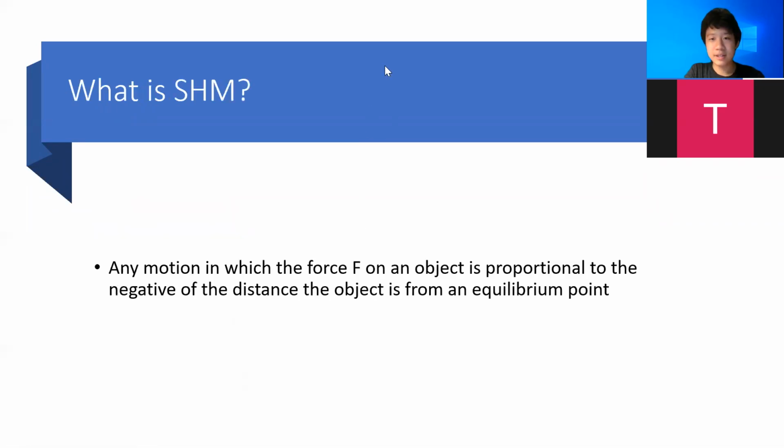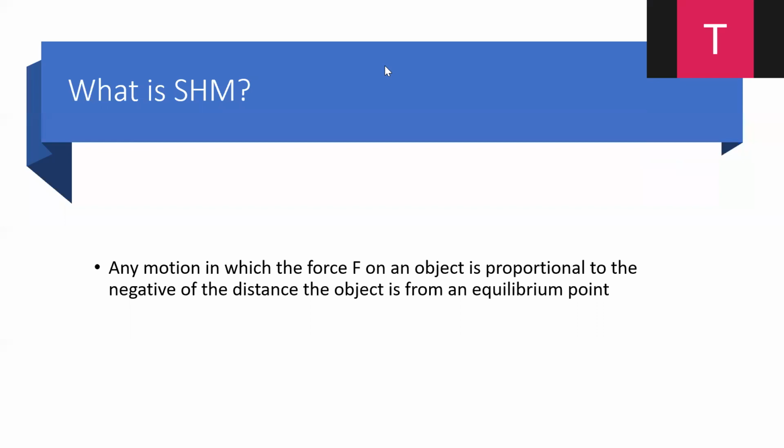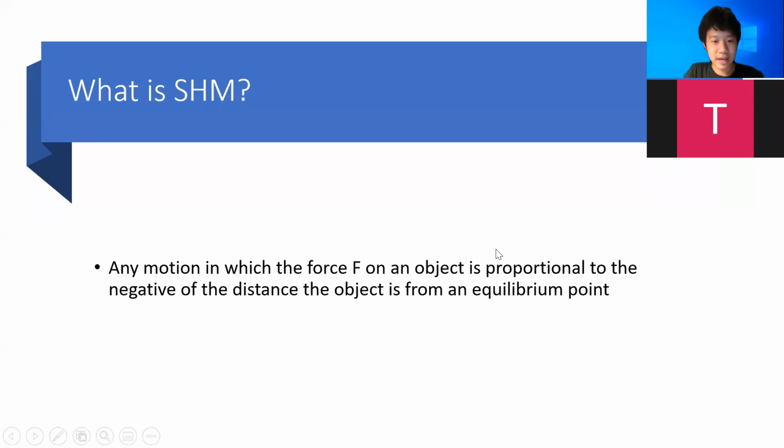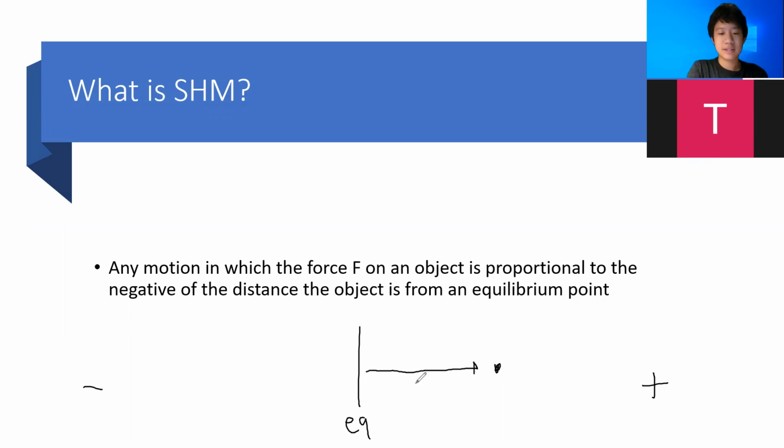So what is simple harmonic motion? The definition is up on the screen. Any motion in which the force F on an object is proportional to the negative of the distance the object is from an equilibrium point. So what this means is that if I set a location as the equilibrium point, and we're going to have a positive and a negative direction, if this object is a distance x away, then the force is proportional to x, which means that F is going to be proportional to x.